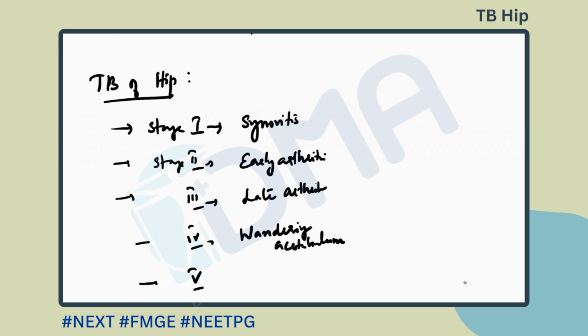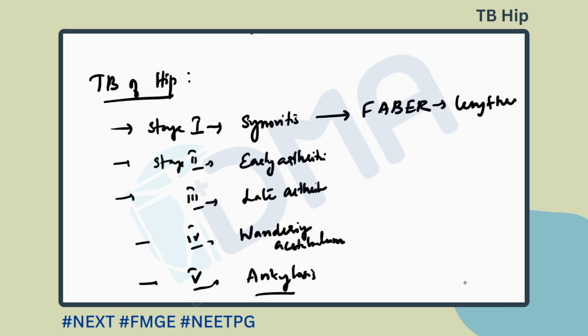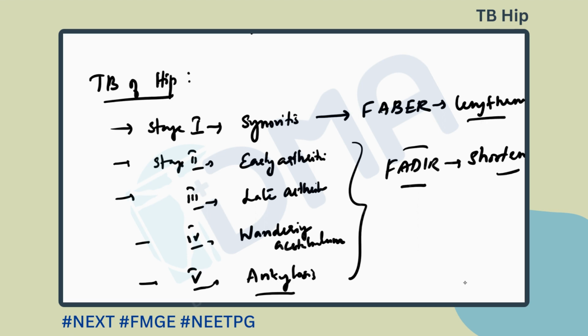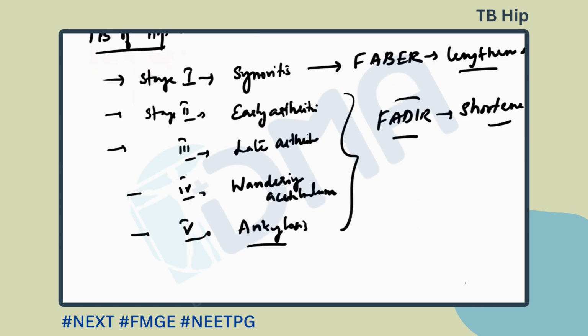And stage 5 is ankylosis. So in synovitis, the limb is in the attitude of flexion, abduction and external rotation, and the limb appears lengthened. In all the others, the limb will be in the attitude of adduction, and in these cases, the limb appears shortened.